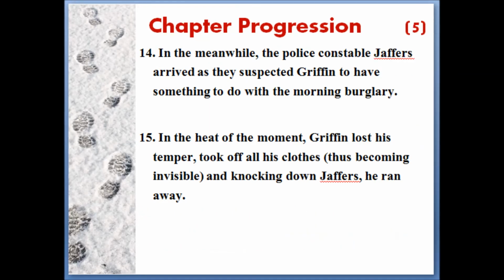In the meanwhile, the police constable Jaffers arrived as they suspected Griffin to have something to do with the morning burglary. In the heat of the moment, Griffin lost his temper, took off all his clothes, thus becoming invisible, and knocking down Jaffers, he ran away.